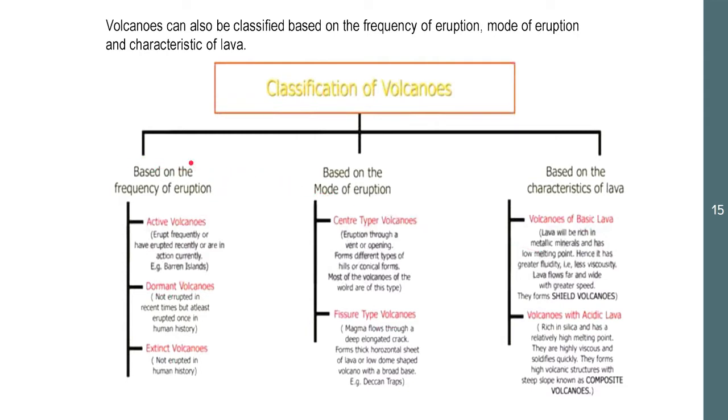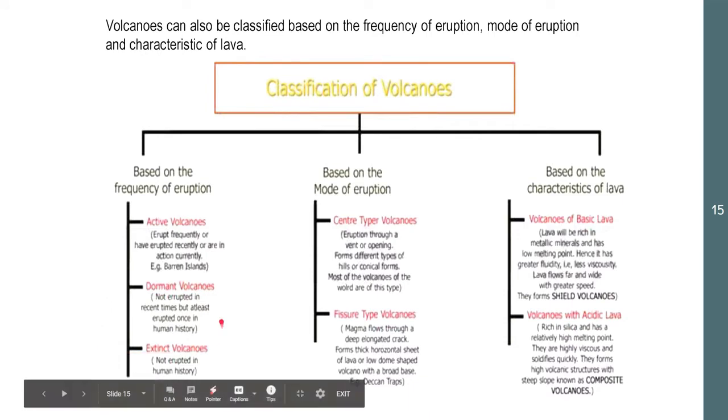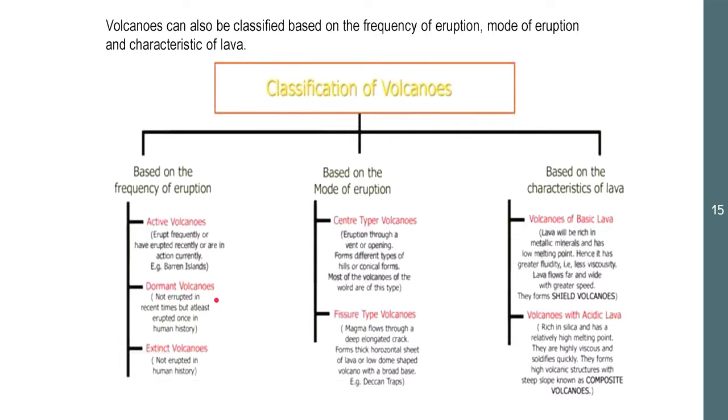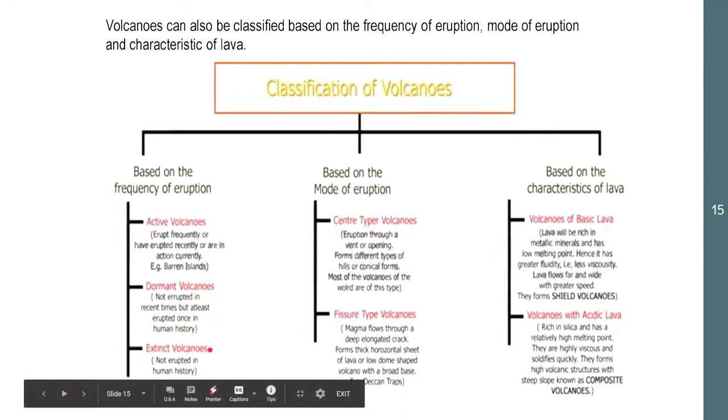So we have classification based on frequency of eruption. Active volcanoes are those that are active or are frequently erupting. Dormant, they have not erupted at least once in human history. And extinct volcanoes, they have not erupted at all.